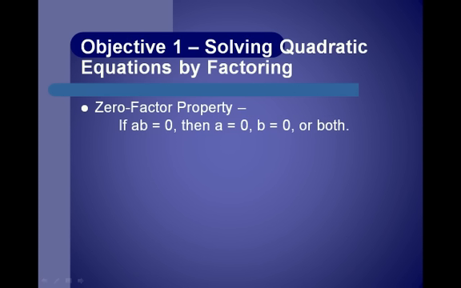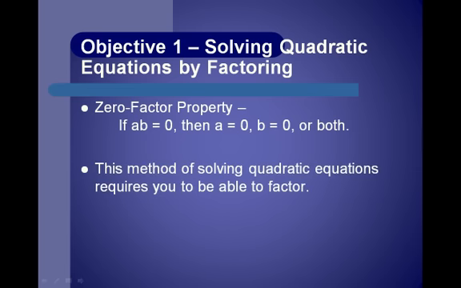Objective 1 is solving quadratic equations by factoring. We're going to start with the zero factor property that says if a times b equals 0, then either a is equal to 0, b is equal to 0, or both. This method of solving quadratic equations requires you to be able to factor.